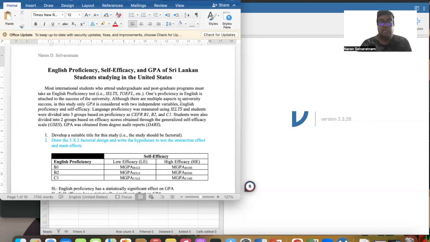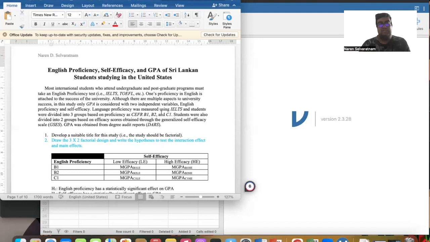So, although there are multiple aspects to university success, in this study we focus only on GPA, and also we are going to see how the proficiency of language and also one's own self-beliefs of efficacy is going to have an impact on this overall performance. So GPA is used to understand the overall performance, academic success of the student, and we are saying here that one's English proficiency and beliefs of efficacy have something to do with this. So this is the basic study.